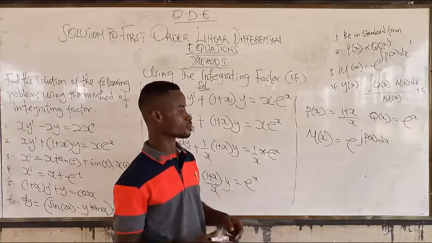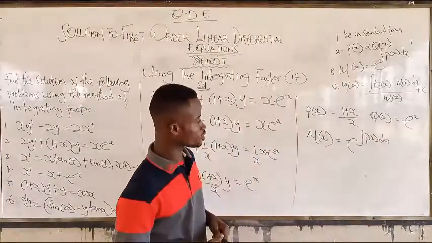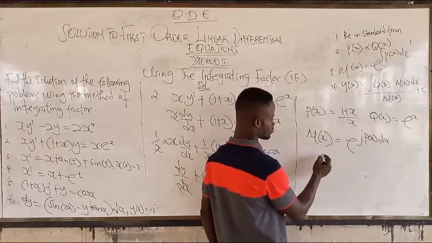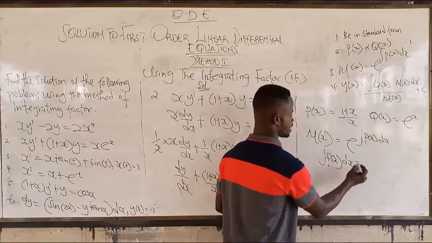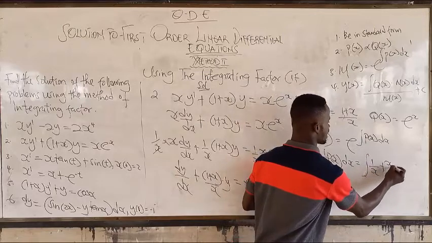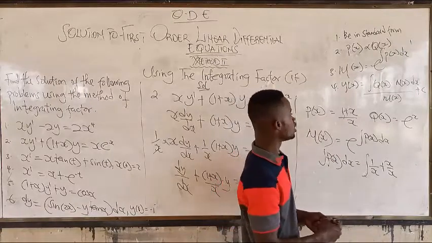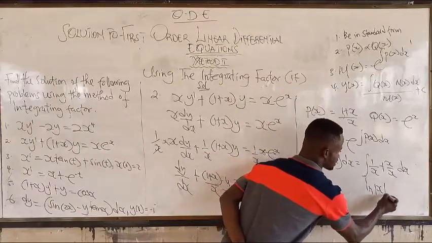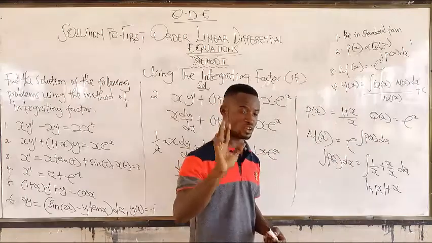Then after that, we take the exponential of the integral function. So let's move on to find the integral of P of X dx. We make it 1 over X plus X over X, for it to be in a form that we like. So you get ln x plus x. Don't add any plus here, don't add any plus here.